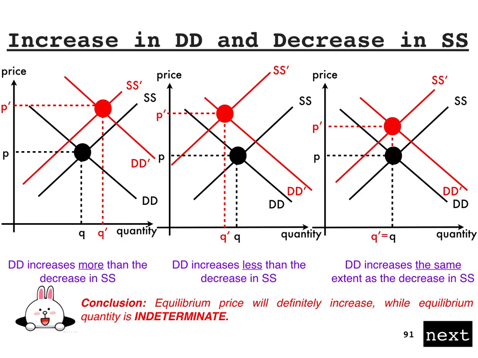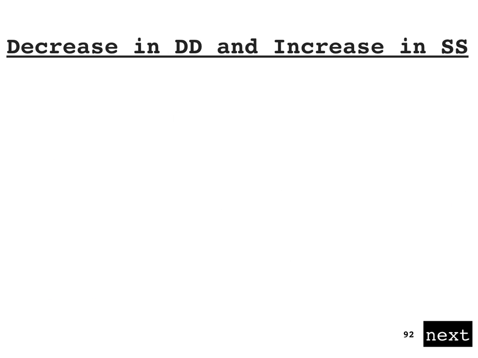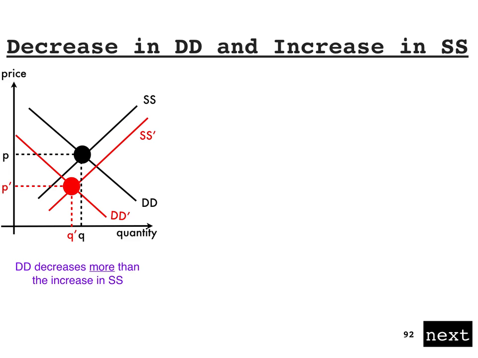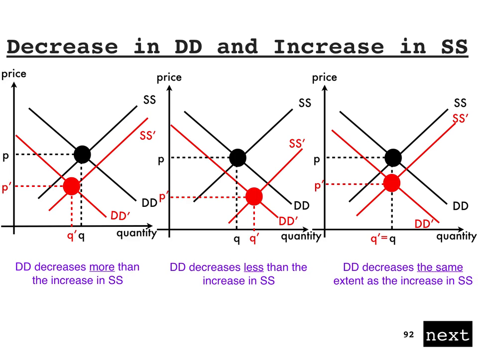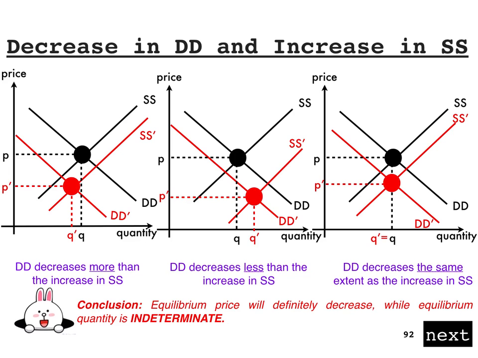Please take note that in this case, because we are talking about an increase in demand and a decrease in supply, you have drawn a rightward shift of the demand curve and a leftward shift of the supply curve. Then finally, our last situation is a decrease in demand and an increase in supply. And your answer should be as such. And you should be able to realize that the equilibrium price will definitely decrease, but the equilibrium quantity is actually indeterminate.